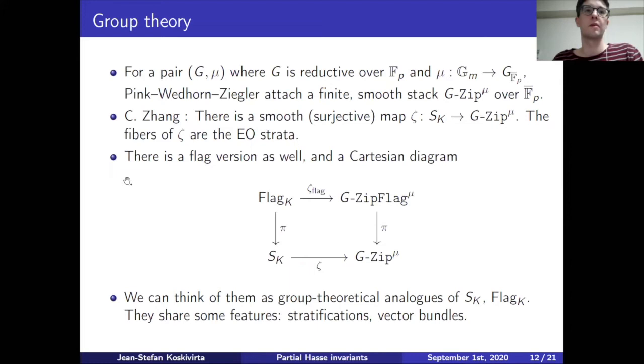Okay, and similarly, there is a flag version of the stack of G-zips. So I call it a G-zip flag, like this. And we have exactly a similar picture. So here we had the flag space over the Shimura variety, and the Shimura variety maps to the stack of G-zips by this smooth map zeta. And similarly, there is a flag version of the stack of G-zips called G-zip flag. And there is a Cartesian diagram like this.